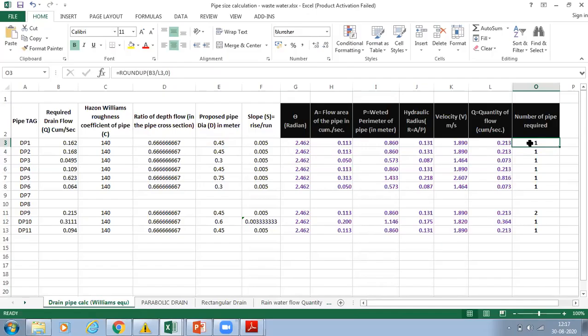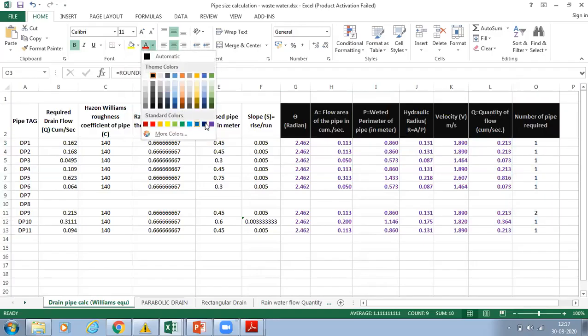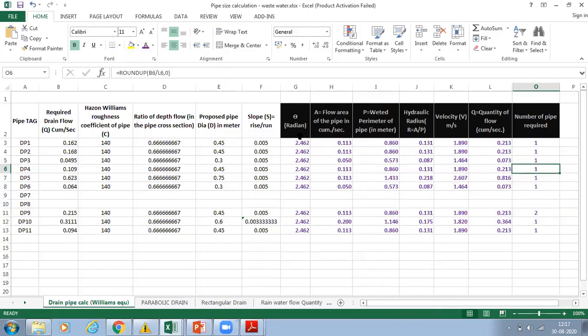This is the number of pipe one. For this also I have put a formula. So all the blue color cells I have put the formula only. So in velocity I will get 1.89. So quantity of the flow.